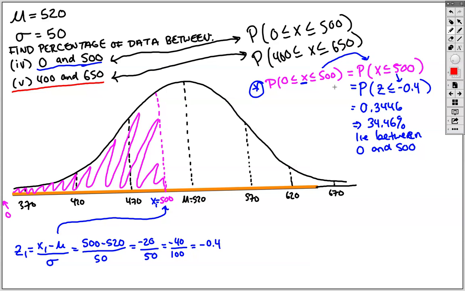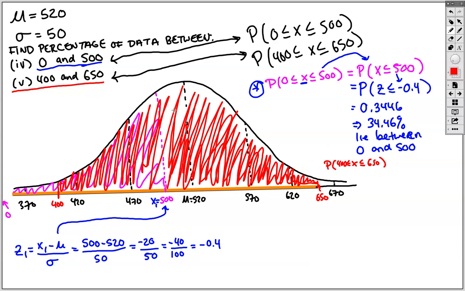So again, the 400 and 650. I'm sorry if I said one of the numbers wrong. It's 400 and 650. So let's just plot them on the curve here. So 400, and we want to find the percentage of data that lies between these guys. Normal curve in that chart we have. So we want to find the area under the curve that I scribbled in red, right? And first we need to standardize these two guys.